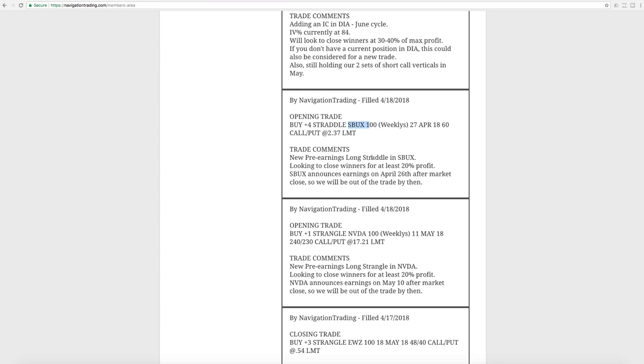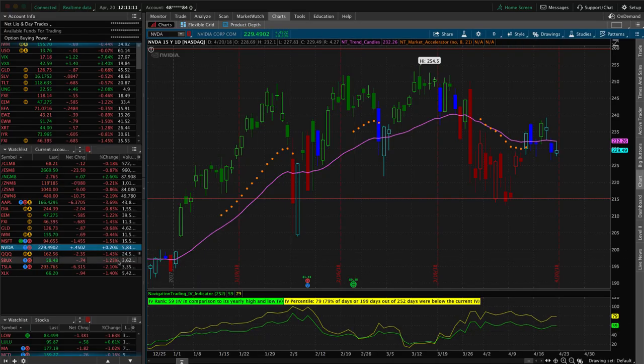So we took a look at Starbucks and where it was from a pricing standpoint and implied volatility.